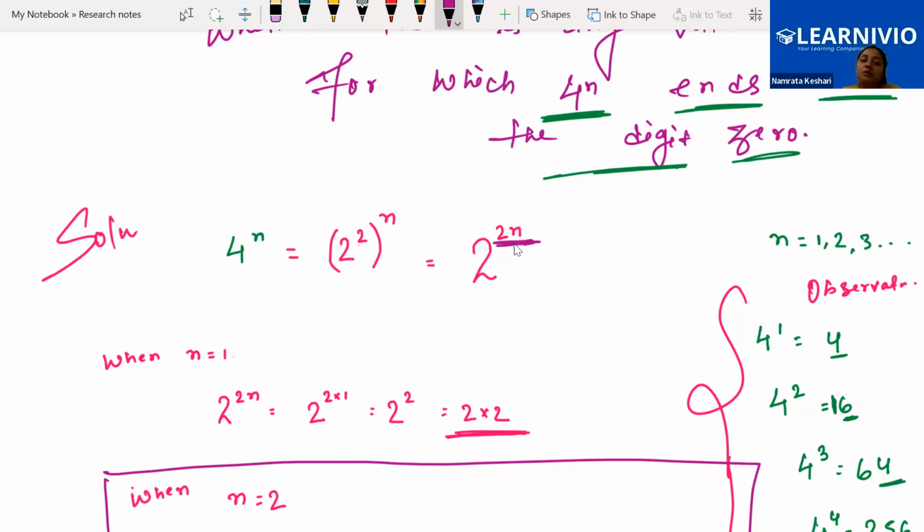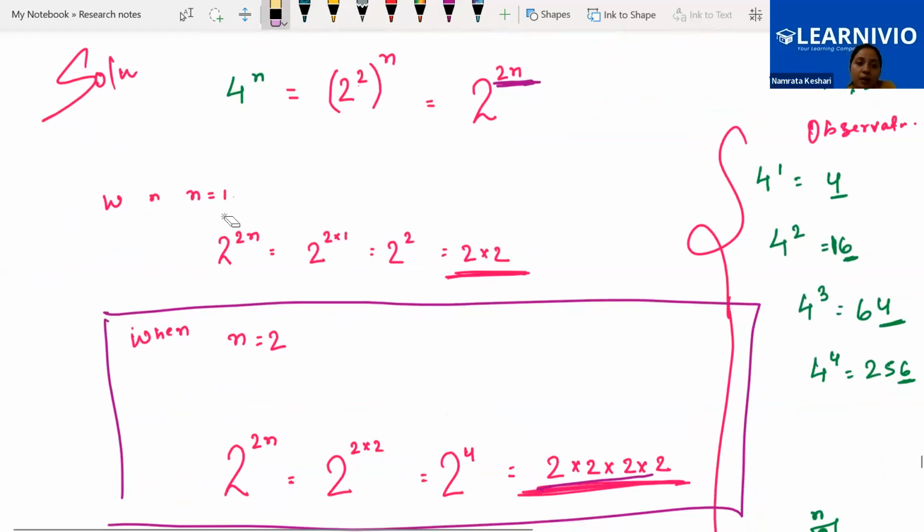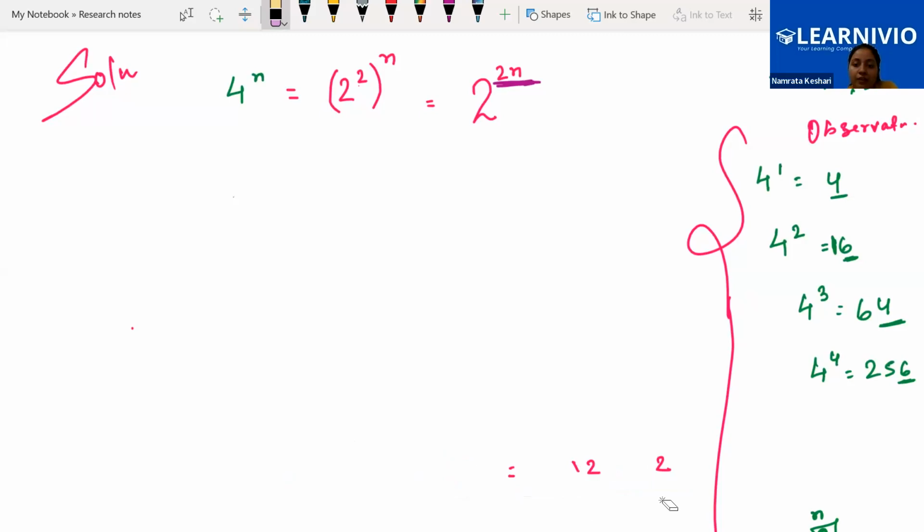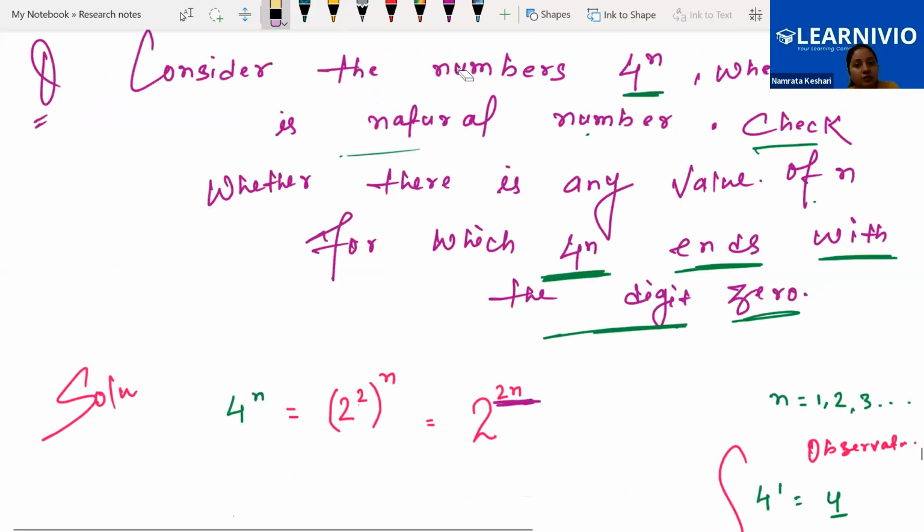It is not possible here because the combination of 2 and 5 is required to make the end digit 0. Here it is not possible because we have represented our 4 to the power n. I am going to rub this all part. This was just for understanding. Whatever we are going to take as the value of n, eventually it will be 2 to the power something which will give only 2s, no 5. And if we don't have any 5, that means the end digit will not be 0.